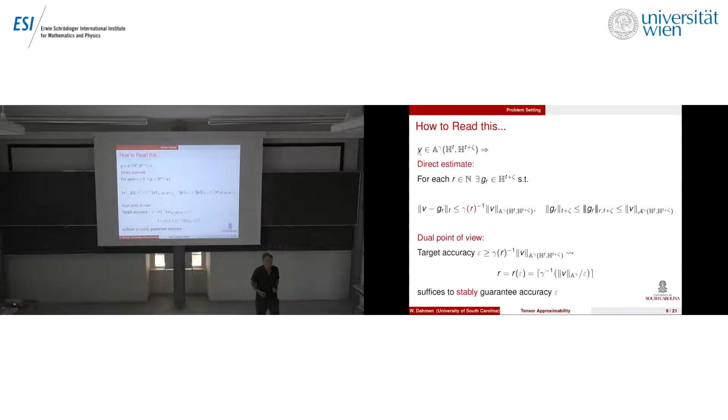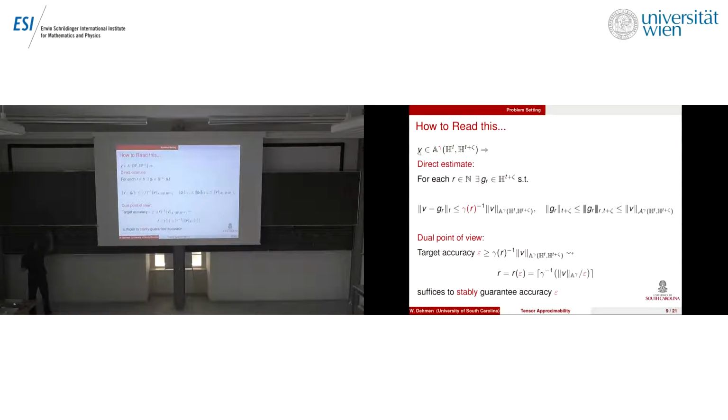That's all you have to keep in mind. There's a dual point of view, which I will be using most of the time. The dual point of view is to say, I prescribe a target accuracy, epsilon. What is the work, or what is the rank, that is needed to reach the target accuracy? So I turn things around. If this is the upper bound, then in order to reach epsilon, you have to make sure that this is less than or equal to epsilon, to be sharp, formally equal to epsilon, and then you solve for R. Solving for R, you get the optimal rank needed to achieve epsilon accuracy, which behaves like this. So this is essentially the optimal rate.